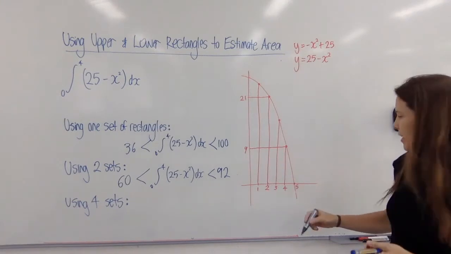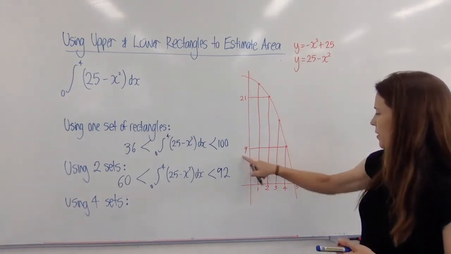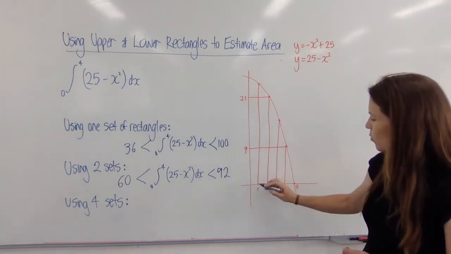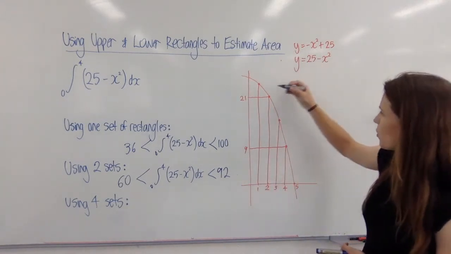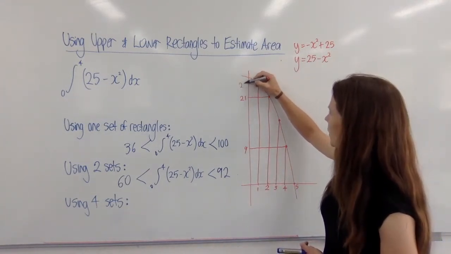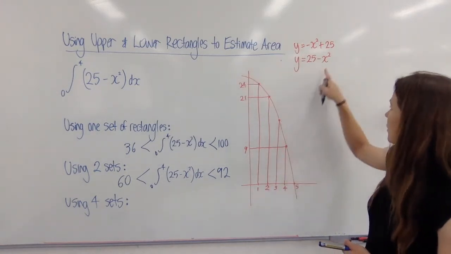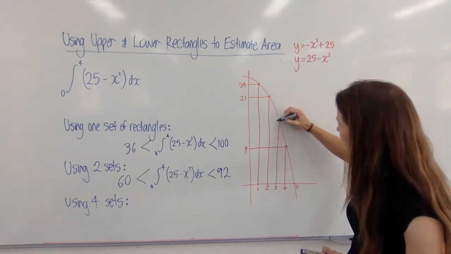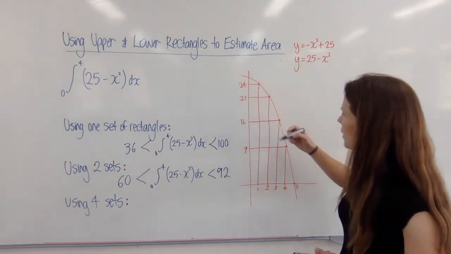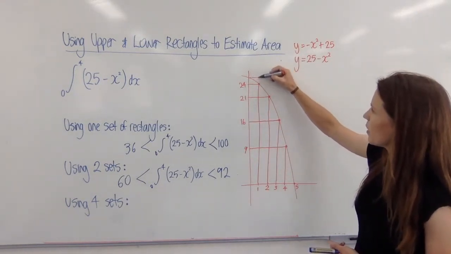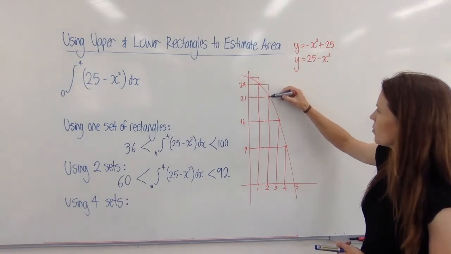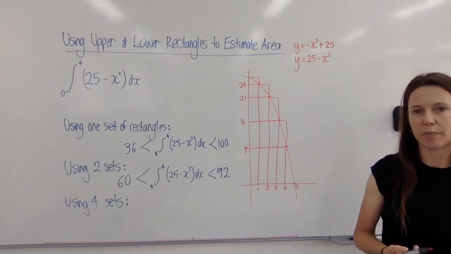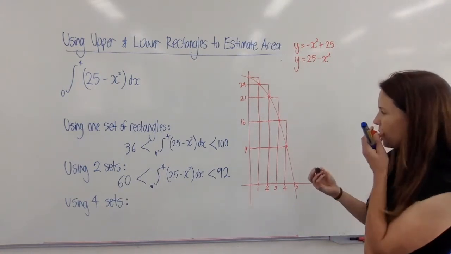Okay, so we've already seen that when x is 4, y is 9. When x is 2, y is 21. But when x is 1, y will be 24. And when x is 3, y will be 25 minus 9, which will give us 16. Now we can go ahead and build our upper little set of rectangles by making boxes that sit above the function. Now this should give us a better estimate.